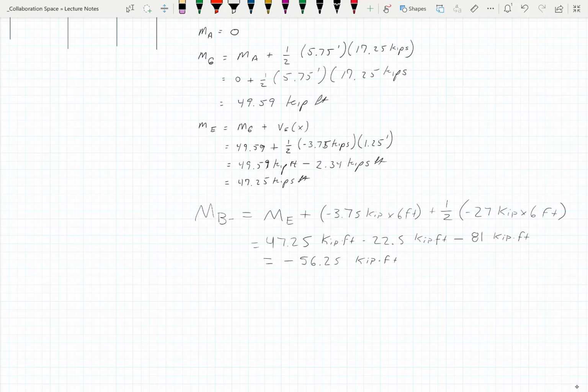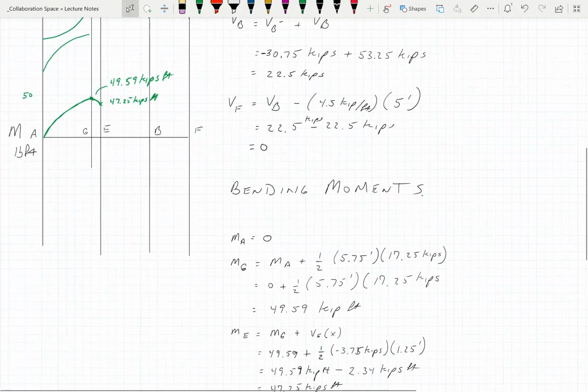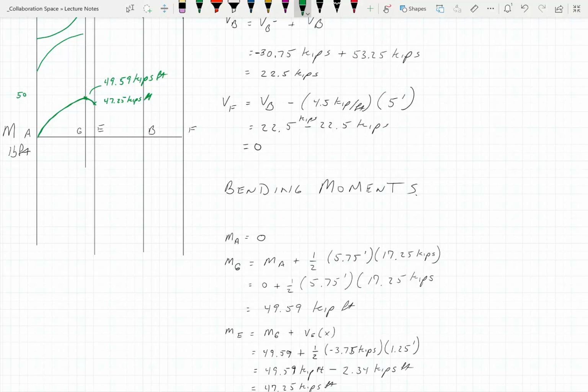So other than that, you need to draw a diagram now. I just thought of that. All right, so we're going to take negative 56.25 and put it on our diagram. So 10, 20, 30, 40, 50, 60. It's someplace right about there.